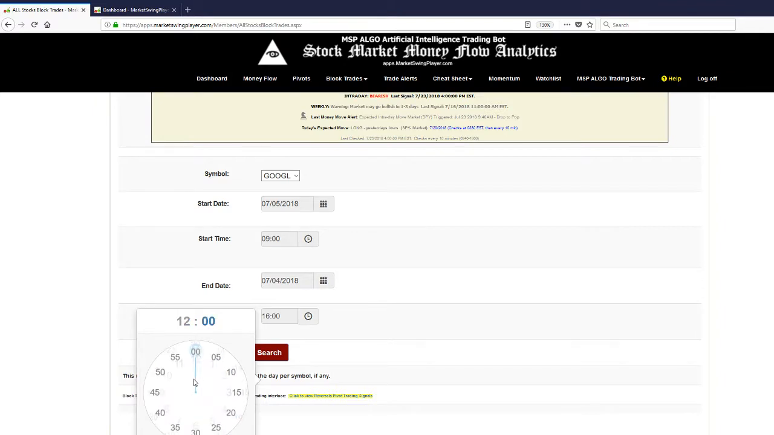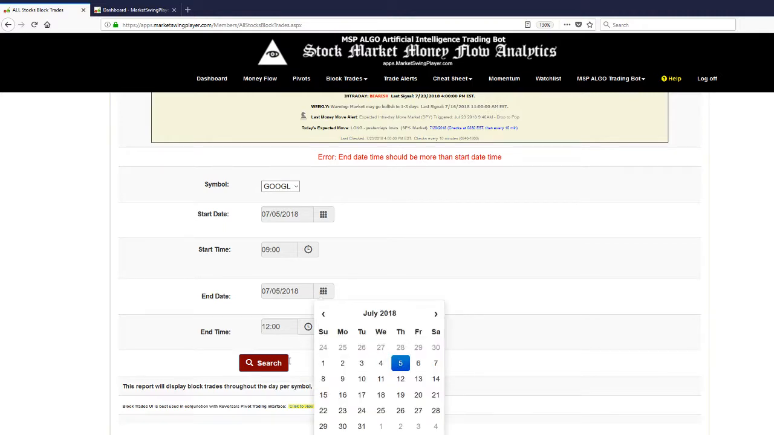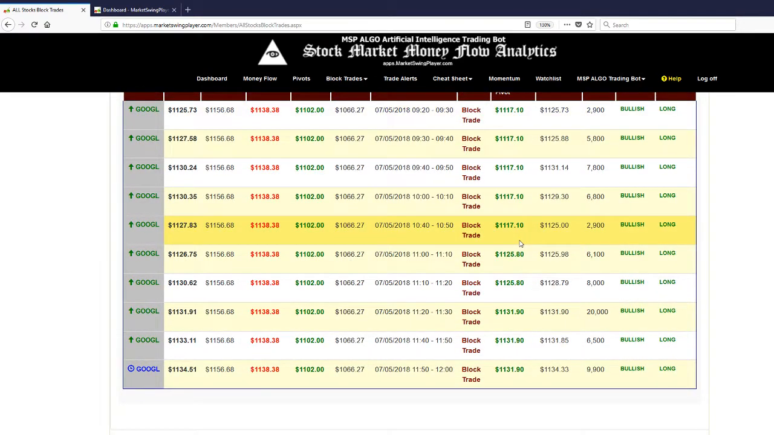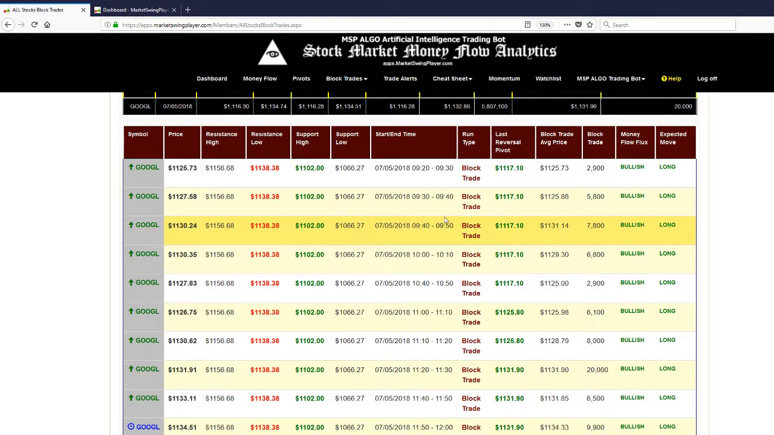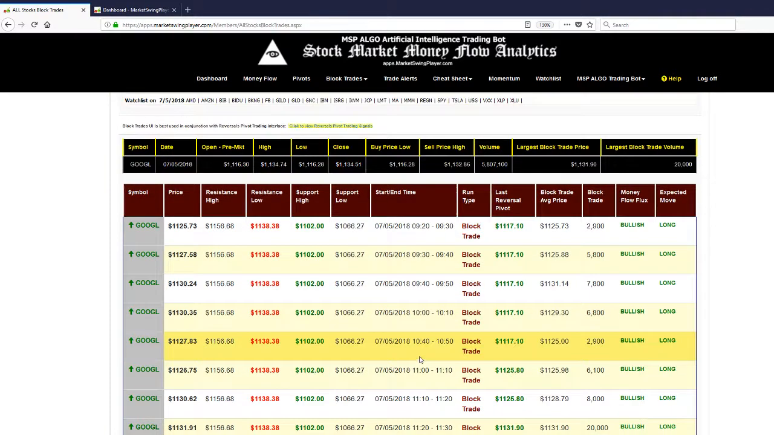in the sake of time, we're going to shorten this time frame. Not sure if any data came out. This one's a little harder. Oh, okay, my search was incorrect. There you go. Boom. So we could see every algo generated block for the day for Google on the 5th, and we did our time frames there.